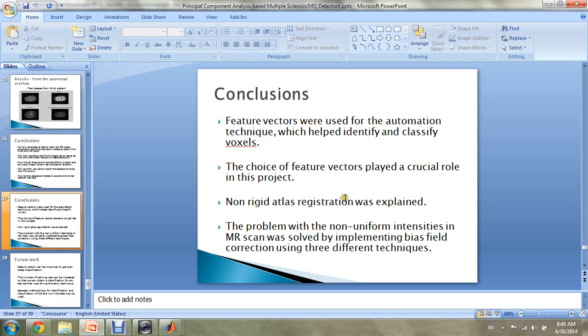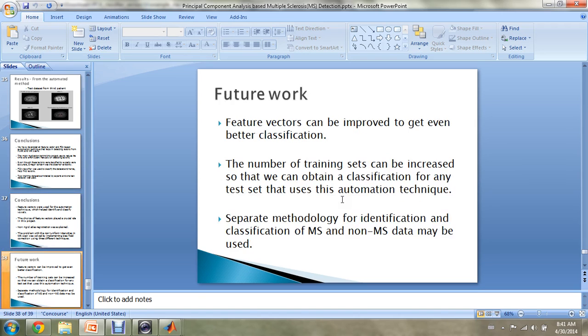This helped identify and classify voxels. The choice of feature vectors played a crucial role, as I told, because a feature vector is key to any pattern recognition project. Non-rigid atlas registration was explained. The problem with the non-uniform intensities in MR scans was solved by implementing bias field correction using three different techniques.